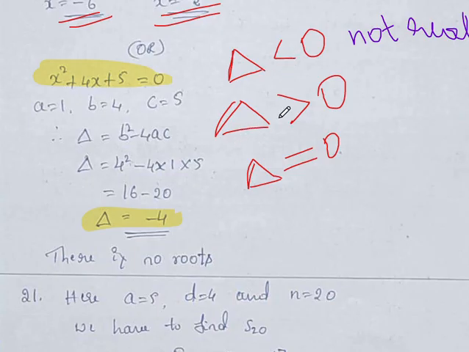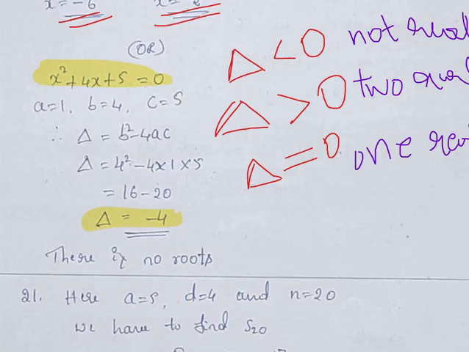So suppose if delta is greater than 0, that means a positive number, you'll get two real roots. Here you'll get two different real roots. And if delta is equal to 0, suppose the discriminant value is equal to 0, then you'll get only one real root.